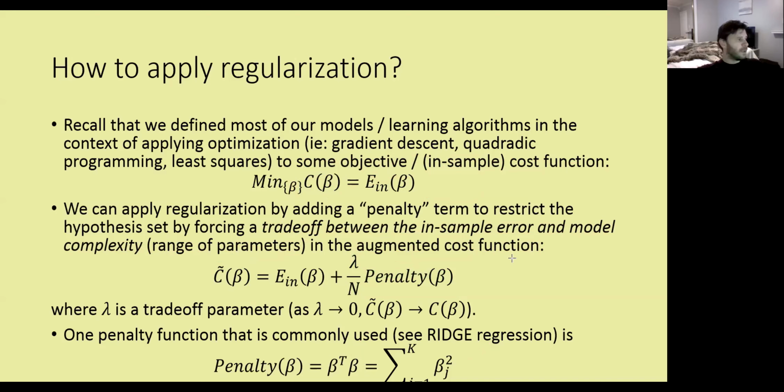So I want you to think about this penalty term here. We're going to talk about this more in the next segment. But this penalty term is what we're really using to think about our generalization error, which is what we were calling omega.